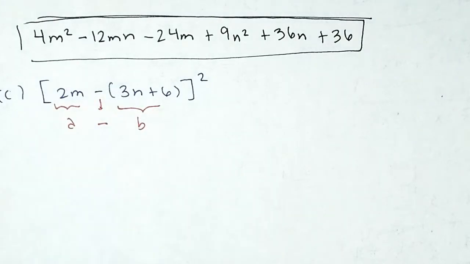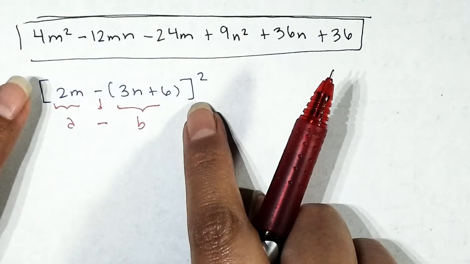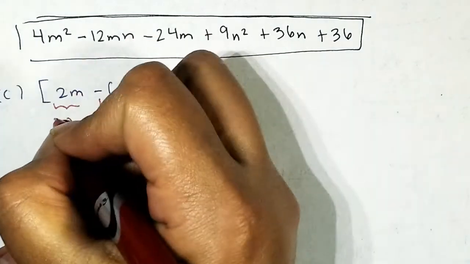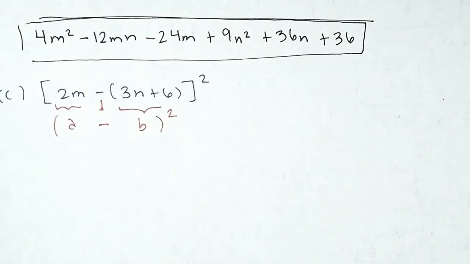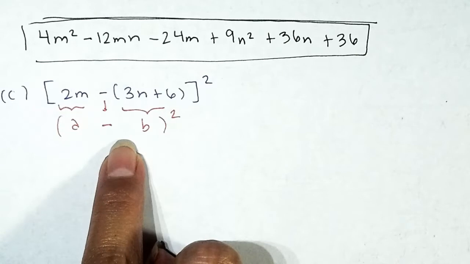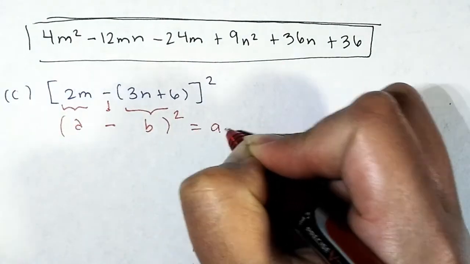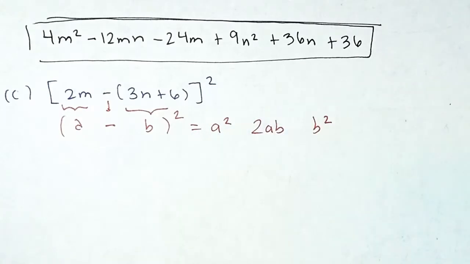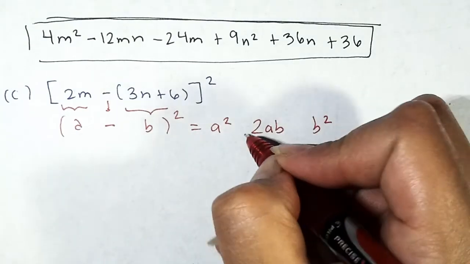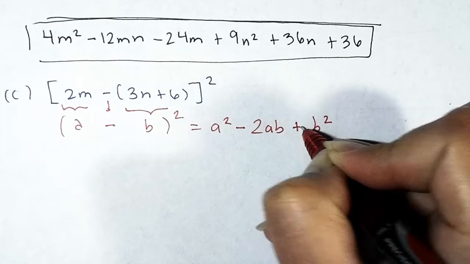So let's go ahead and bring down the rest of the problem. We're going to replace the brackets with parentheses, and then we're squaring it, okay? Let's go ahead and remind ourselves of the multiplication shortcut. If this is our question, then what will be our answer? A squared, 2ab, b squared. For the signs, same, always positive.